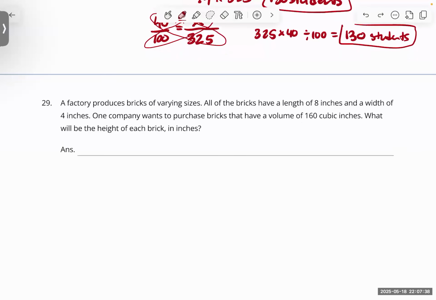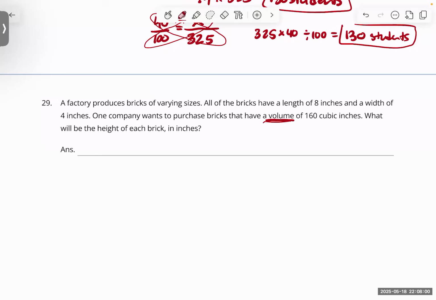Okay. A factory produces bricks of varying sizes. All of the bricks have a length of 8 inches and a width of 4 inches. One company wants to purchase bricks that have a volume, it's a fancy word, of 160 cubic inches. What will be the height of each brick in inches?